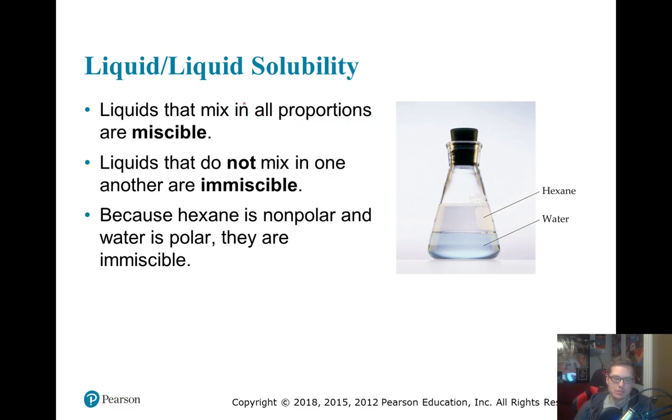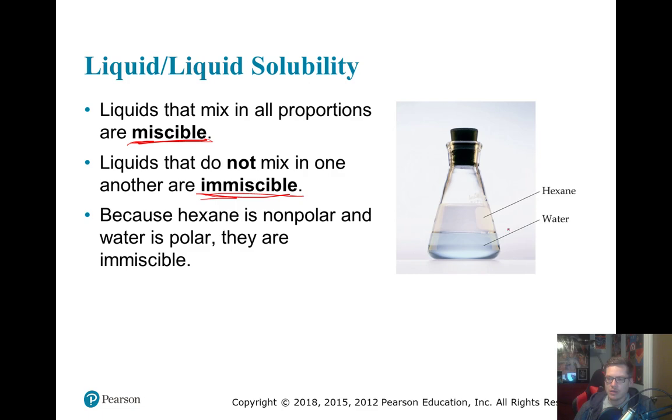This is assuming that you have two liquids mixing. Lots of people get this confused as if you're starting with solids, but it's only liquids you're mixing. They are called miscible. Miscible means liquids that mix in all proportions. Liquids that do not mix in one another are called immiscible.